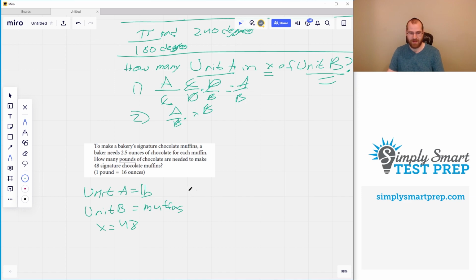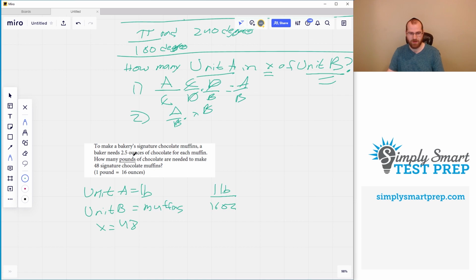So we need to find a proportion with unit A in it, and then put that on top. Well, pounds, I see a proportion right here. 1 pound equals 16 ounces. Wonderful. Now I have ounces on the bottom. That's not what unit B is. I need to cancel this out. So let's go ahead and cancel out ounces.